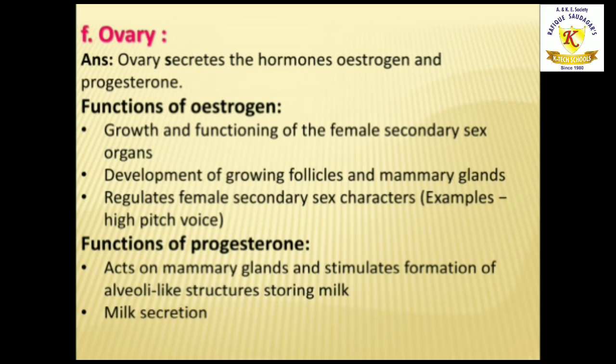Okay. So the next we have, children, is ovary. Ovary secretes the hormones estrogen and progesterone. Functions of estrogen: growth and functioning of the female secondary sex organs, development of growing follicles and mammary glands, regulates female secondary sex characters, example, high pitch voice. Functions of progesterone: acts on mammary glands and stimulates formation of alveoli-like structures storing milk and milk secretion.